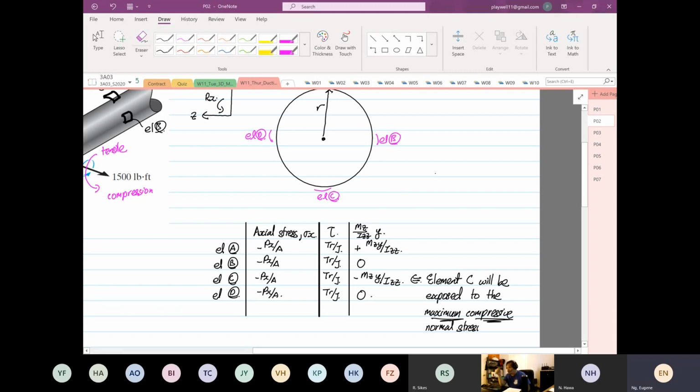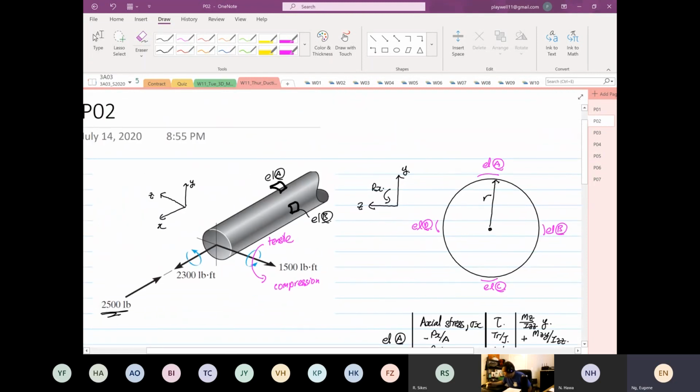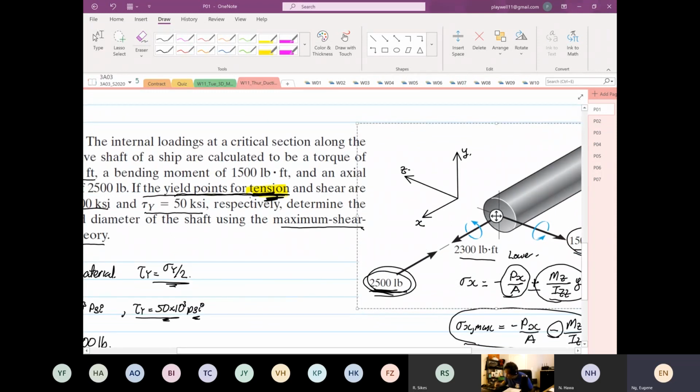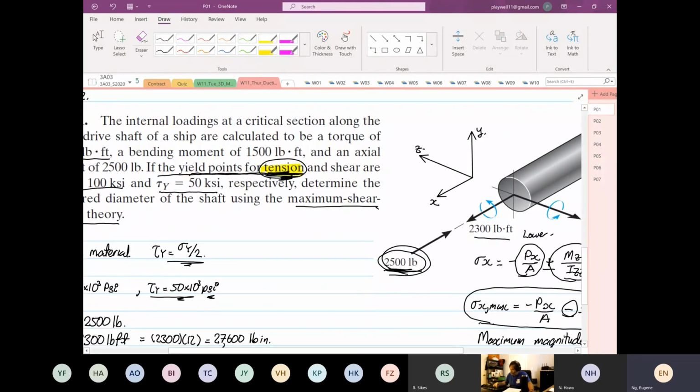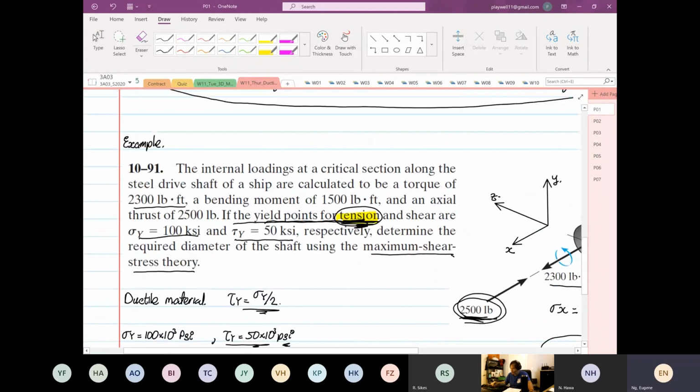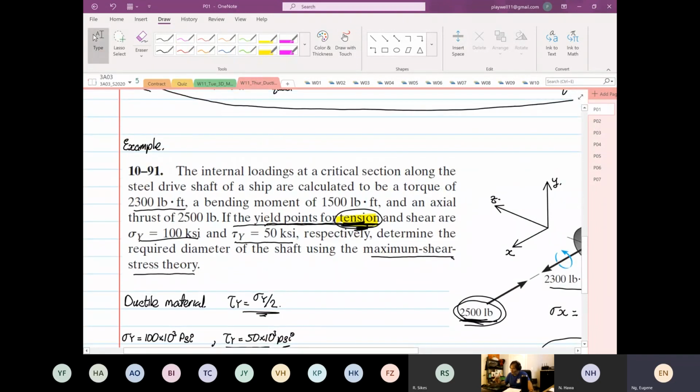Okay. Again, I highlight maximum compression. If you don't know Tresca criteria, you can either investigate A or C. Okay, if you don't know Tresca, you will go for A, because you look at the question, right? Based on over here, we are only given the U point of tension. So I don't know anything about compression. Why should I bother? Yes or no? No, you should be bothered because in Tresca, the U in tension is equal to the U in what? Compression.